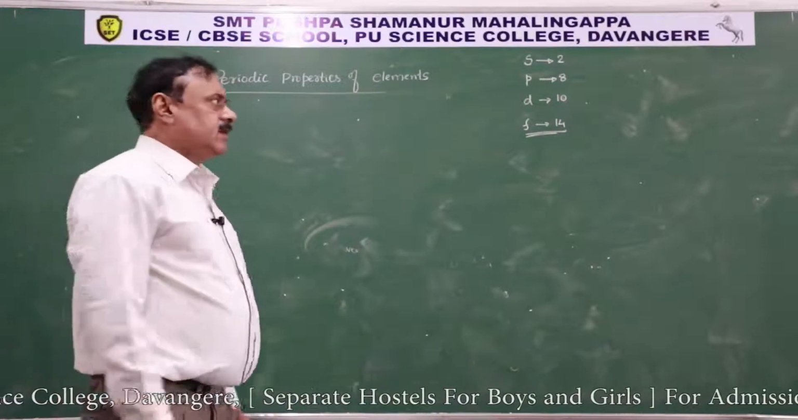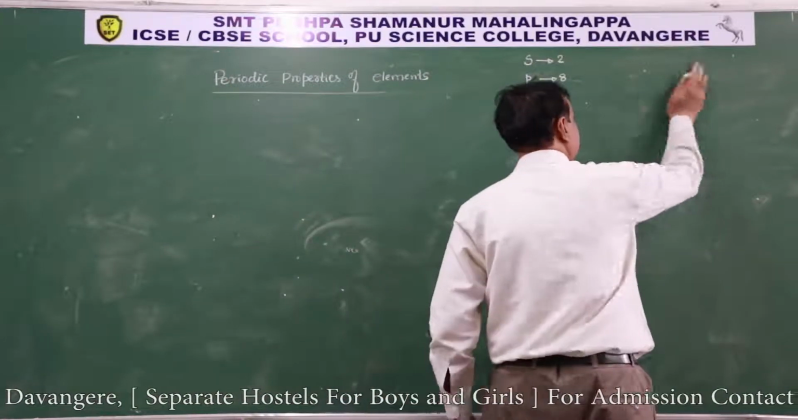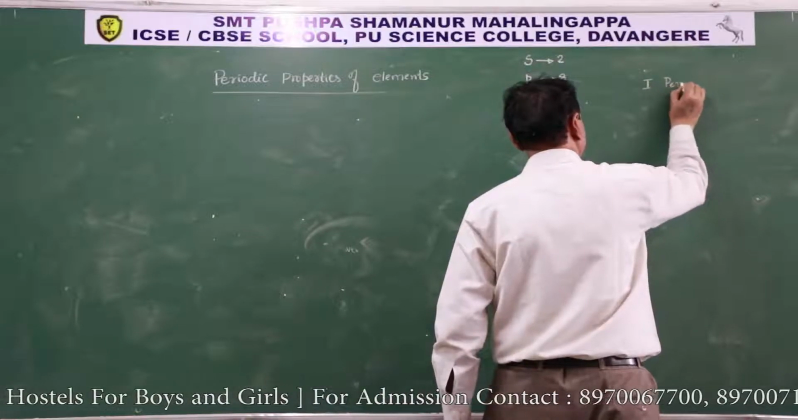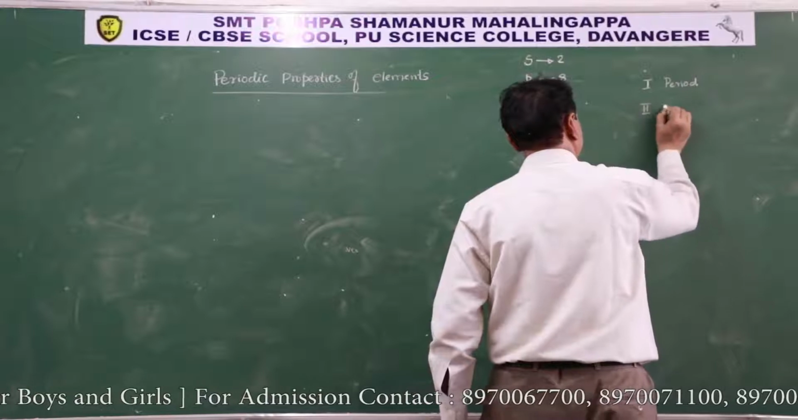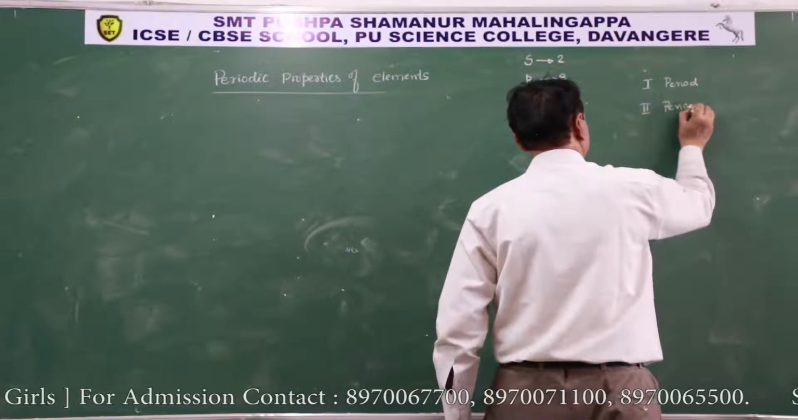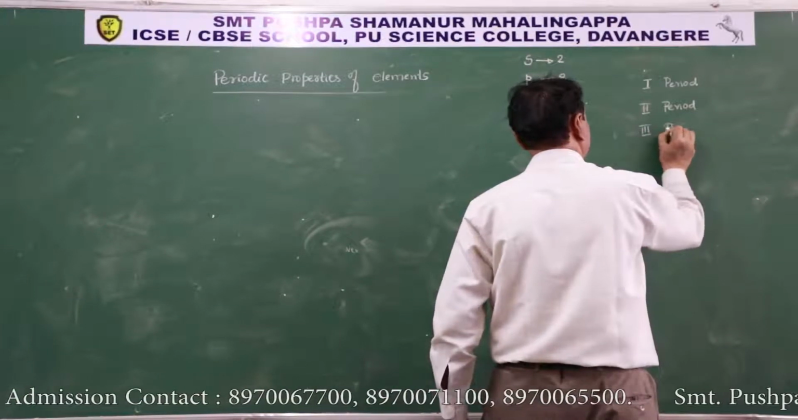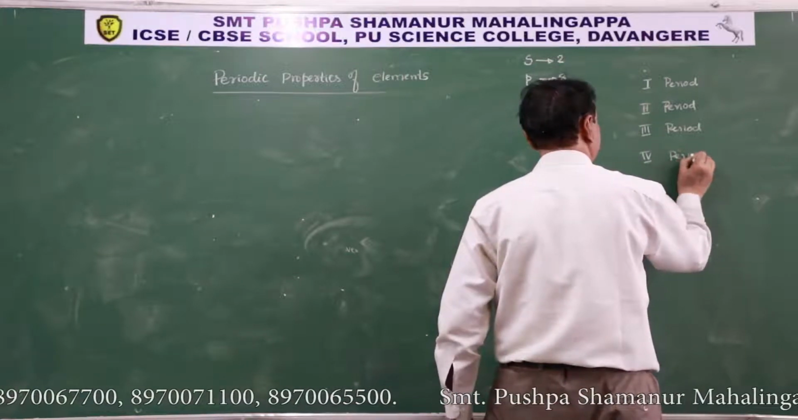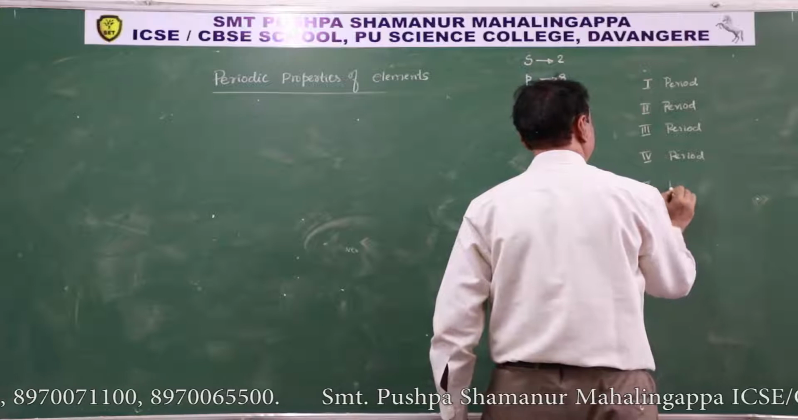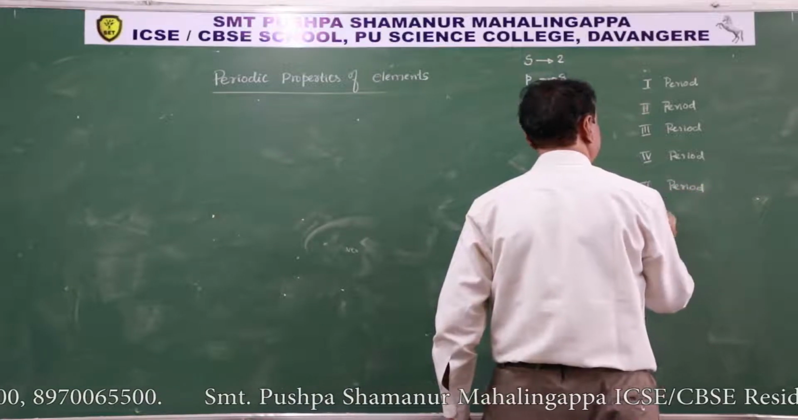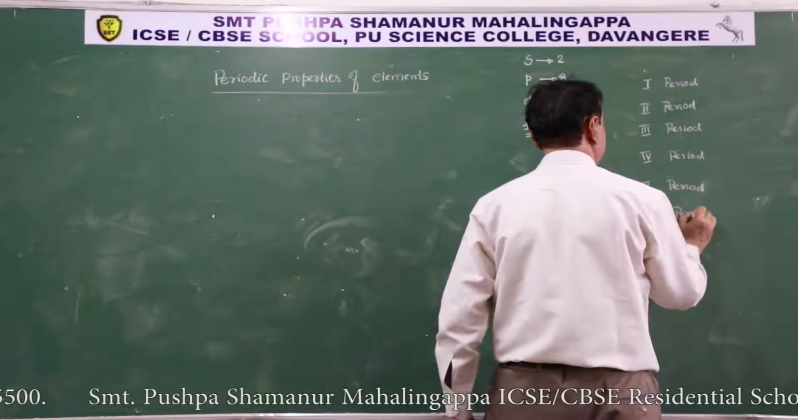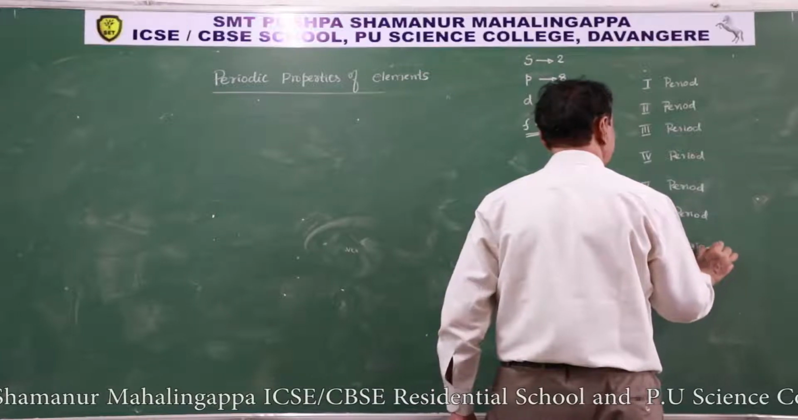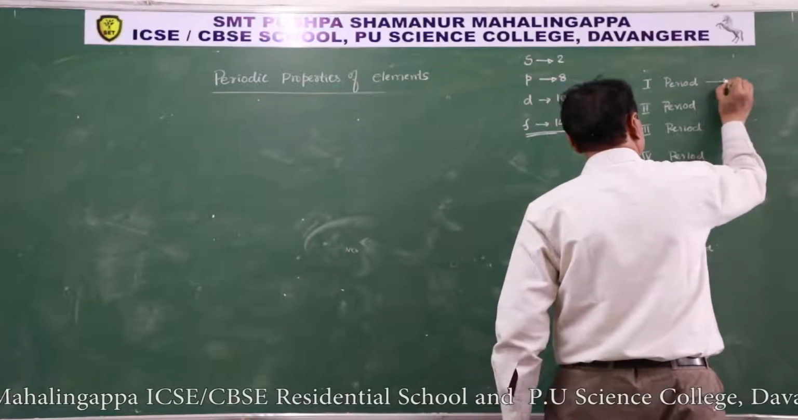Now see the modern periodic table. The elements are classified into the first period, second period, third period, fourth period, fifth period, sixth period, and seventh period elements. How many elements are present in the first period?